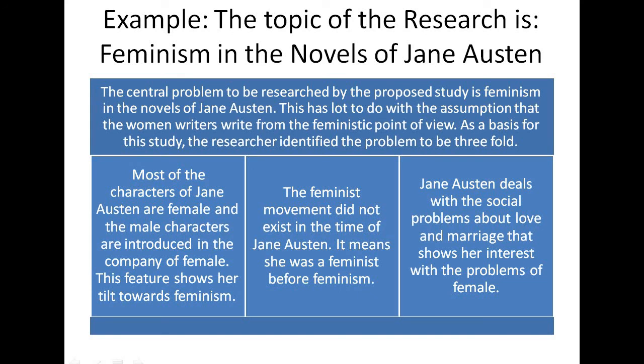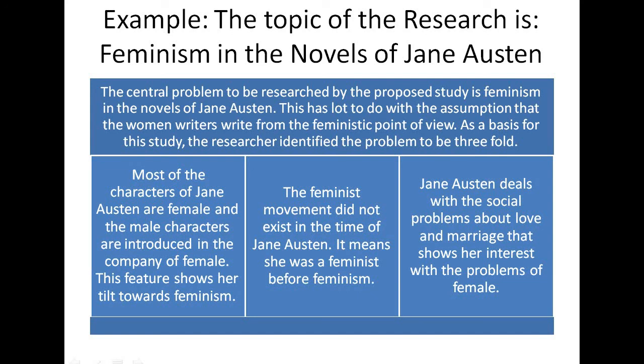Number 1. Most of the characters of Jane Austen are female, and the male characters are introduced in the company of female. This feature shows her tilt towards feminism. That is the subproblem. And if you observe, you will find that this is in support of whatever we have written in the central problem. So these are three supporting details actually, or three supporting statements of the central problem.